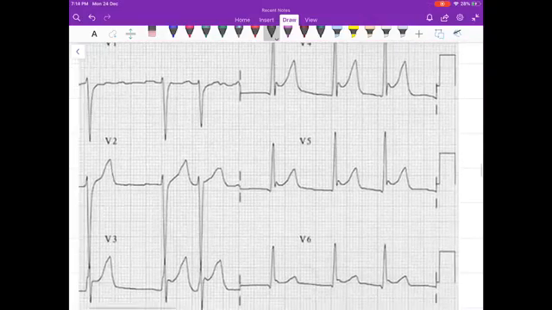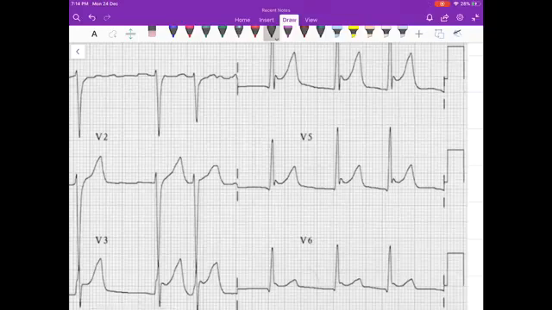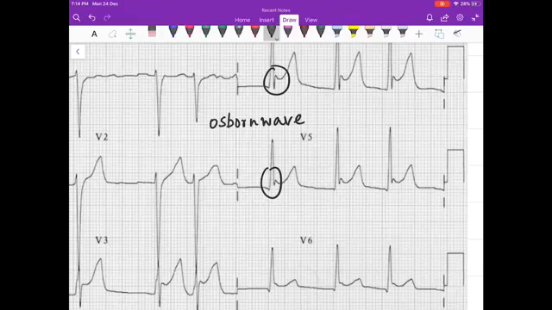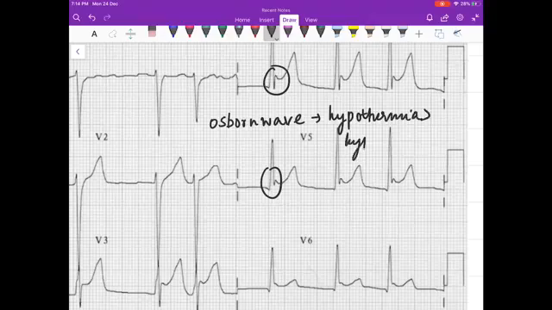Friends, you will identify the special wave in this ECG. Special wave, you can pause the video. The special wave in this ECG is Osborn wave. Osborn wave is seen in hypothermia more than hypothyroidism. You remember just hypothermia for Osborn waves.